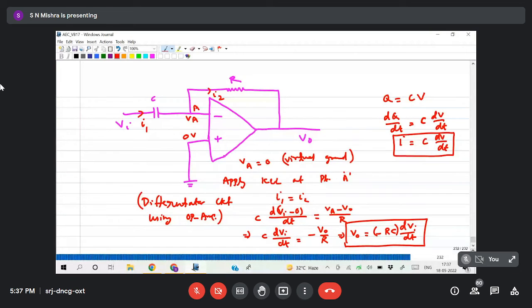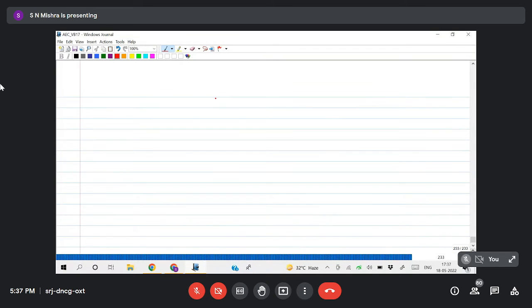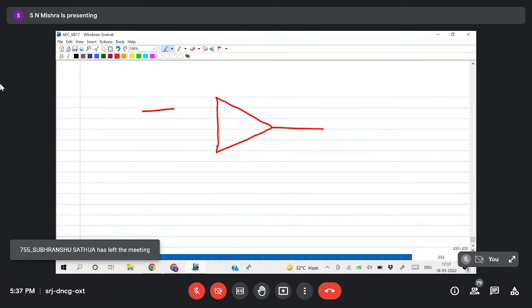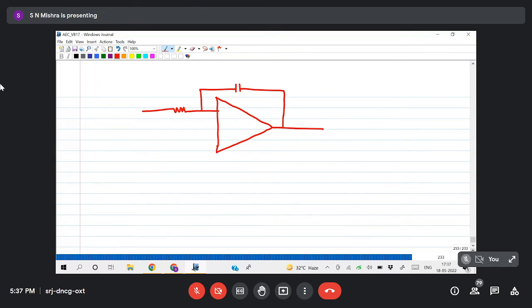Now the other circuit, the integrator. You know, the integrator and differentiator are reciprocal to each other, so you can get it by a very simple change in the circuit. We'll just interchange the capacitor and resistance positions. So here I'll keep the resistor, here I'll keep the capacitor. This is your output voltage, this is grounded, Vi, R, C, minus, plus. This is 0 volt. Let us take this as VA, point A. So VA equals 0 due to virtual ground.